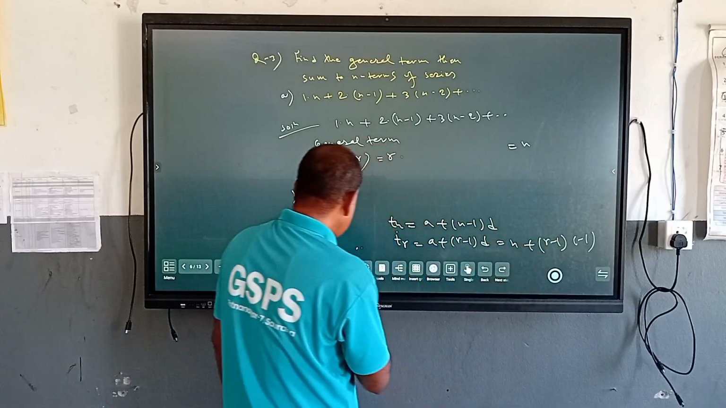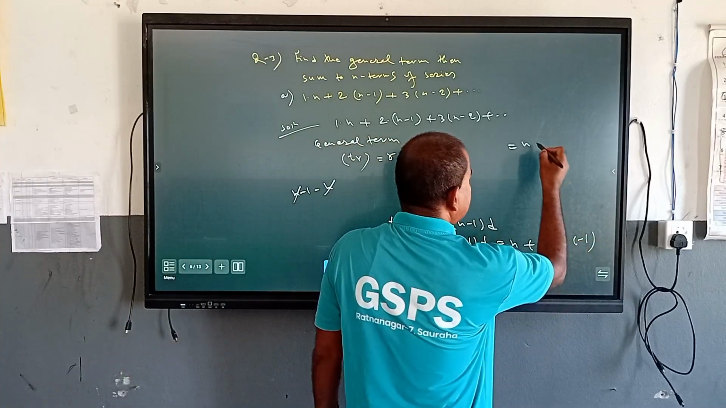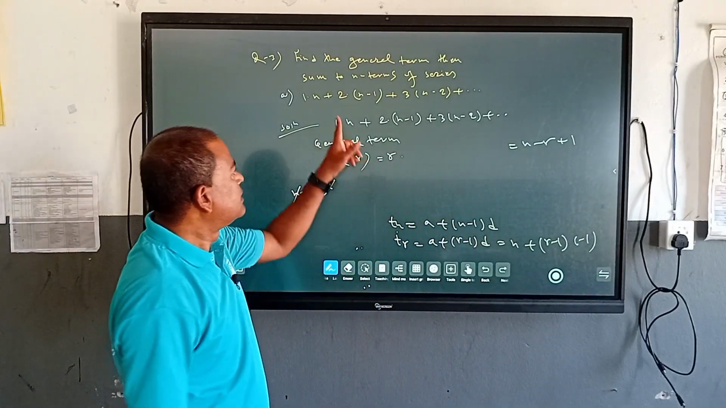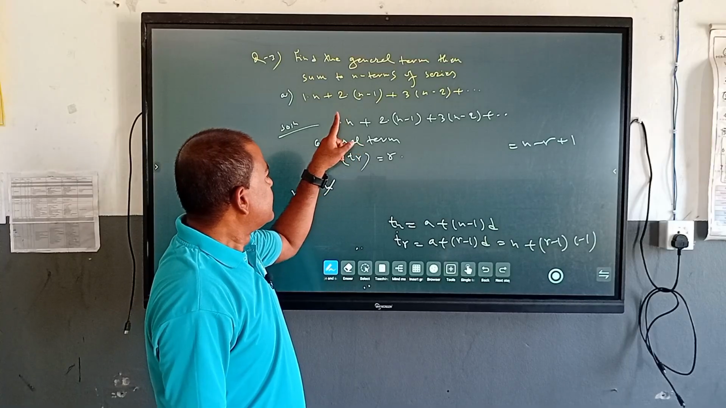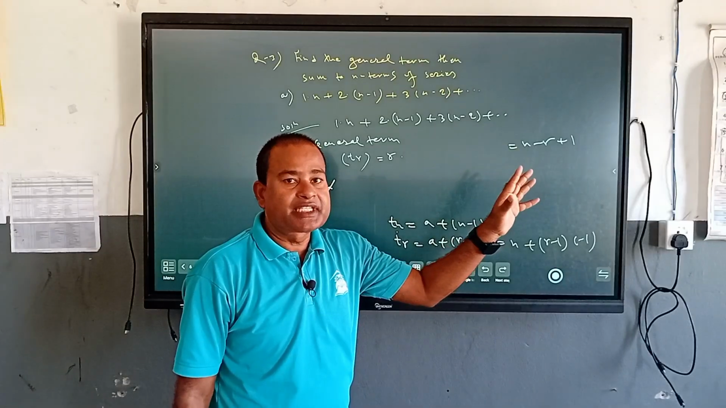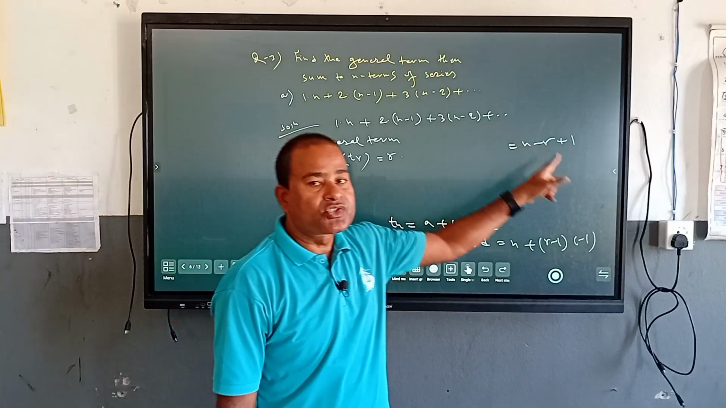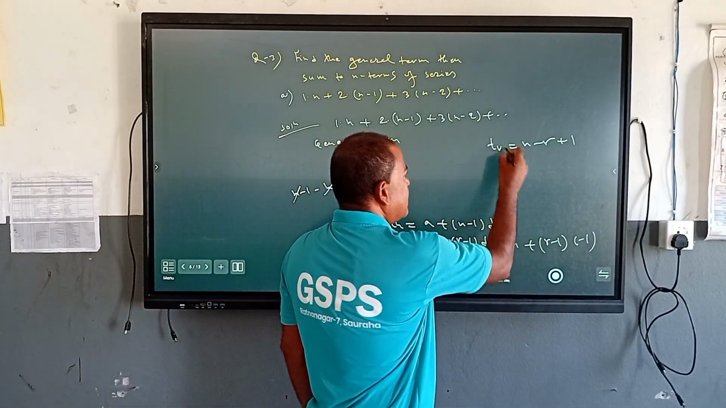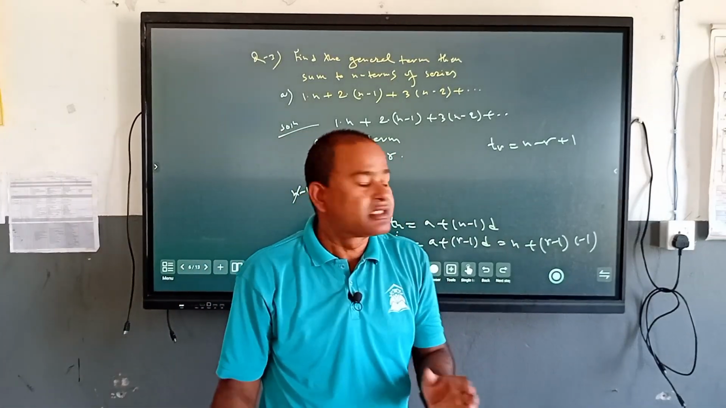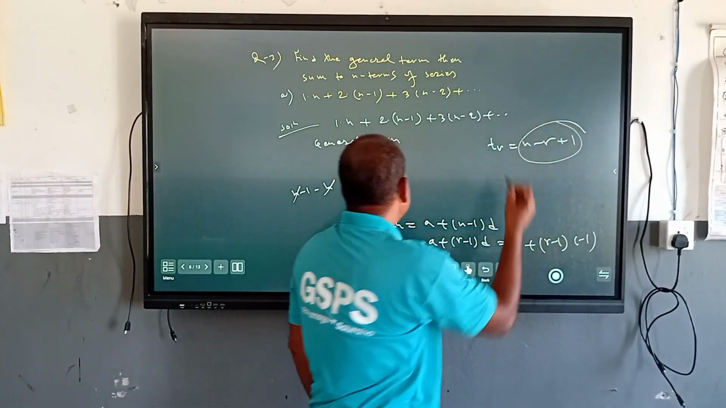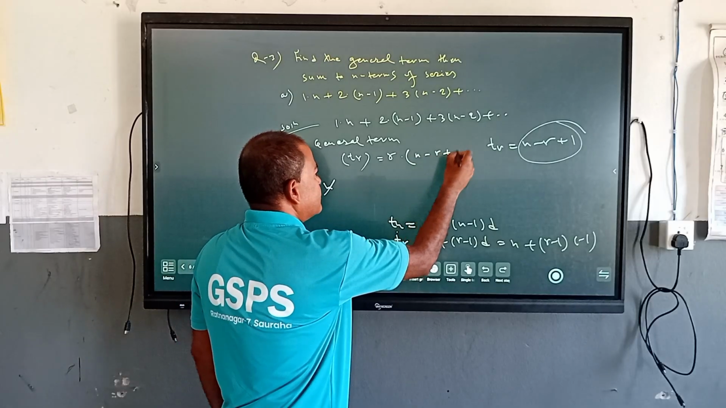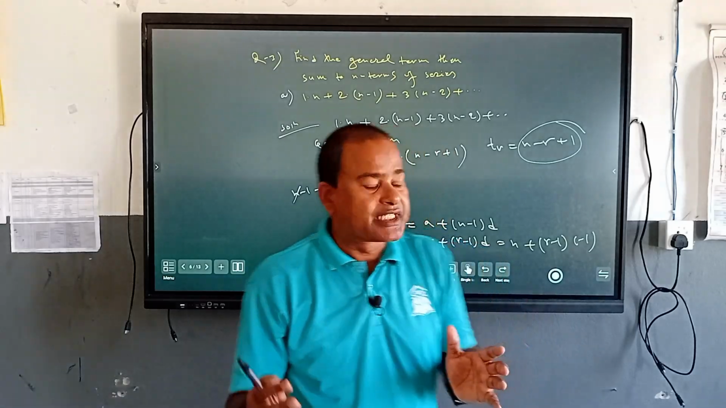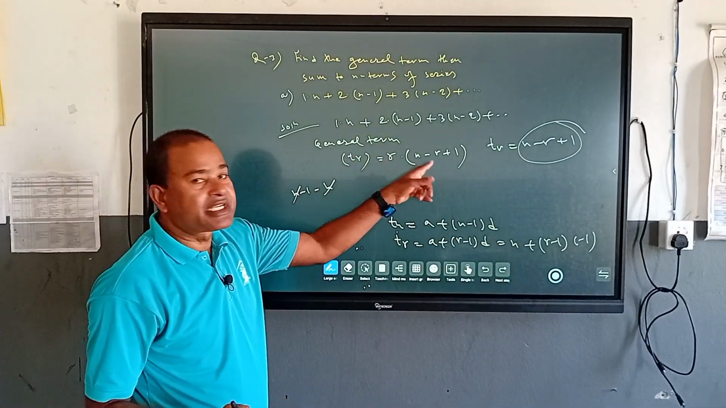Dear students, after calculation we get n minus r plus 1. So dear students, if we take the second numbers of each term of the series, that means n, n minus 1, n minus 2, which are again in arithmetic sequence, then the general term of the series of the second numbers will be n minus r plus 1. So dear students, this is the general term of the given series. That means tr equals r times n minus r plus 1.